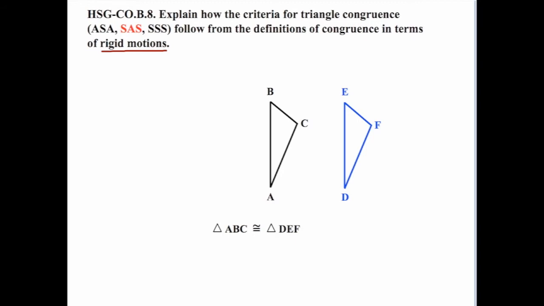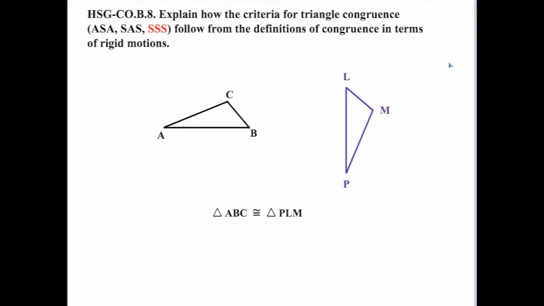Again, we met all conditions, side angle side. We used the translation to get one endpoint of one segment to match over the other one. Then we had to do a rotation to get the segments to coincide. But then we had to do a reflection. We had to do another step in order to get the pair of angles to coincide.